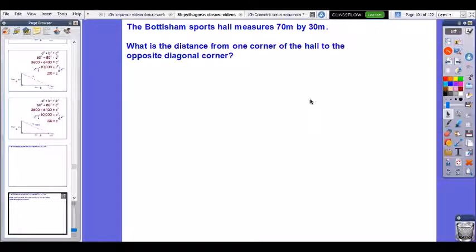Okay, so at this point, again, I would like you to pause the video and see if you could use Pythagoras' theorem to work this out. To use Pythagoras' theorem to work this out, you're going to make a sketch of the information that I've given you. And as soon as you're ready for the solution, please just unpause the video.